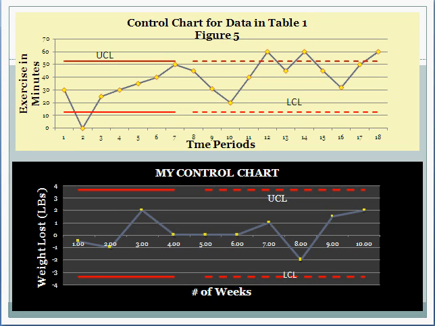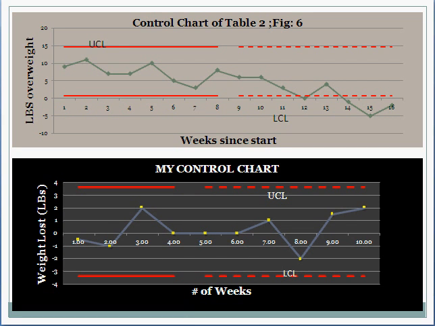Moving on to the next chart. Control chart for table 2 and figure 6. Again, over here on this page, you'll be able to see the upper control limit and lower control limit represented by red lines. And again, the pre-intervention is solid, whereas post-intervention is the dashed line.